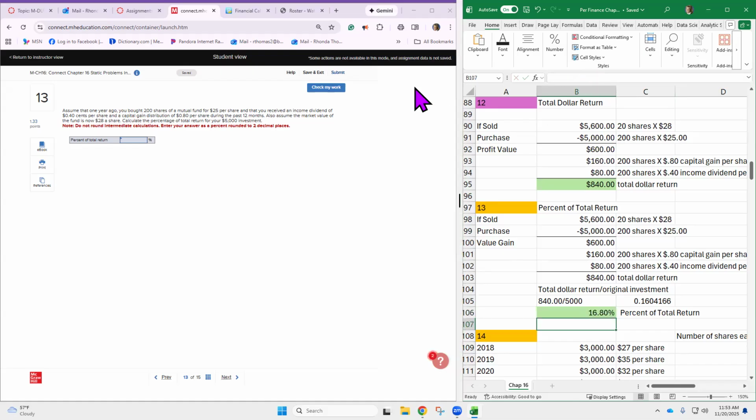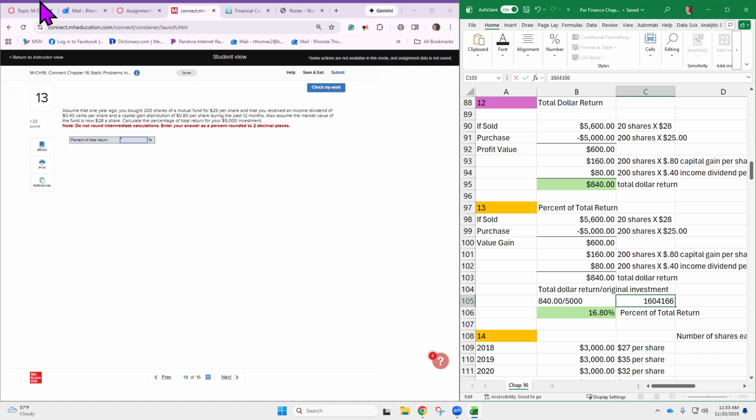Okay, I got 16.80. Okay, where am I getting this number? I'm taking that out. I don't like it. Okay, so it looks to me like if we've got everything correct, we just made an extra $840 and we divide that by 5,000 and we get a return of 16.80.